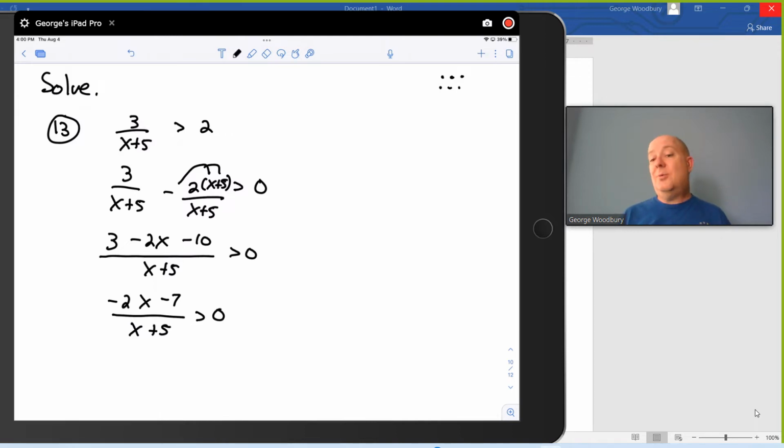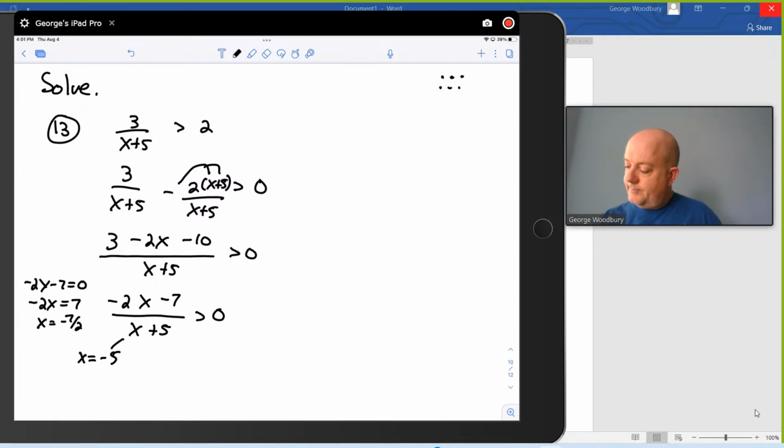The numerator, we've got a little work to do to find that critical value that comes from there. We need to set negative 2x minus 7 equal to 0, or negative 2x equal to 7. Divide through by negative 2, and that's going to be negative 7 halves, negative 3.5, in between negative 3 and negative 4. The critical value from the denominator is negative 5. I take a look at the sign in the inequality. There's no equal sign, so that means neither critical value is included.